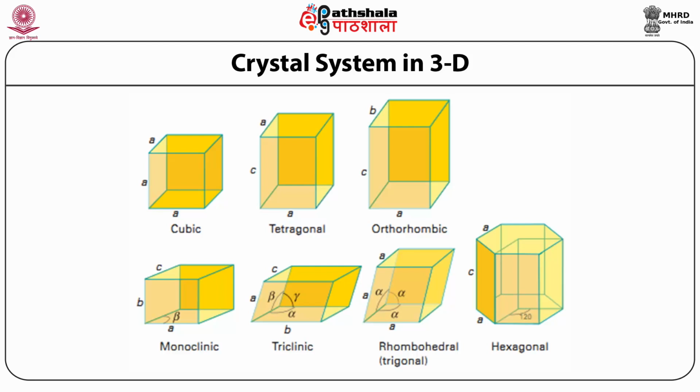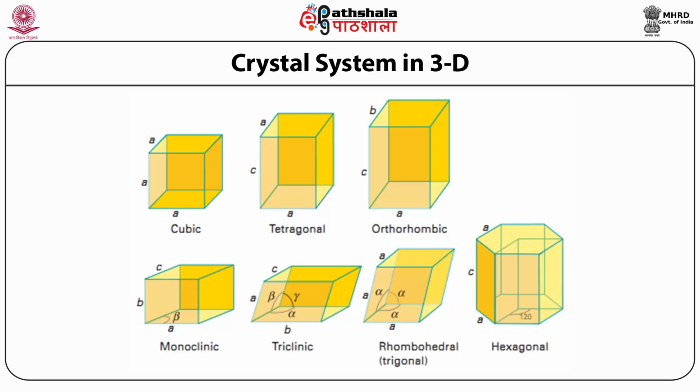Next is the monoclinic structure. In monoclinic structure, A is not equal to B is not equal to C, and here alpha = gamma = 90 degrees but not equal to beta, and here it has one two-fold rotation axis. Now comes the next structure, which is the triclinic structure. In triclinic structure, again A is not equal to B is not equal to C, whereas the angles alpha, beta, gamma are all not equal to each other and not equal to 90 degrees.